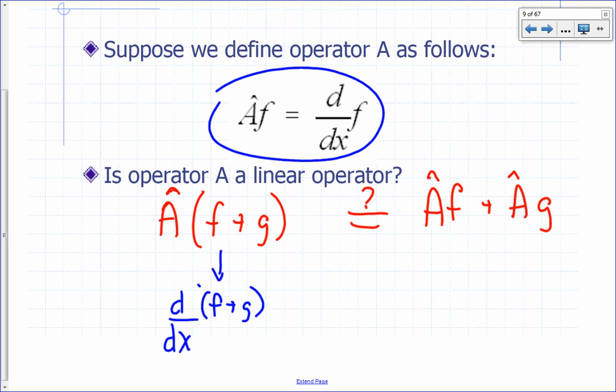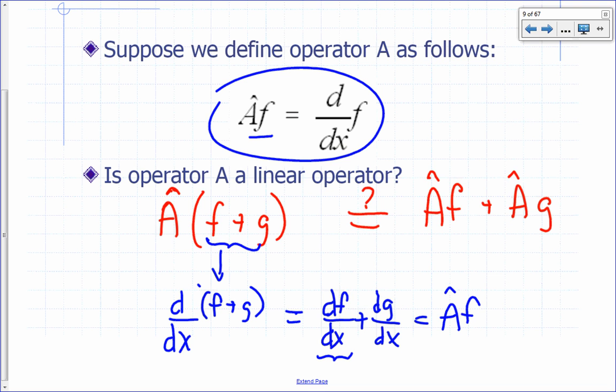A hat operating on anything will just give you back the derivative of whatever it's operating on. In this case, it's operating on F plus G, so it has to give you the derivative of F plus G with respect to x. But what's the derivative of F plus G with respect to x? You know that that's equal to dF/dx plus dG/dx, from calculus. But what is d/dx operating on F? That's just A hat F. And what is dG/dx? That is just A hat operating on G. So plus A hat G. So condition 1 is satisfied.